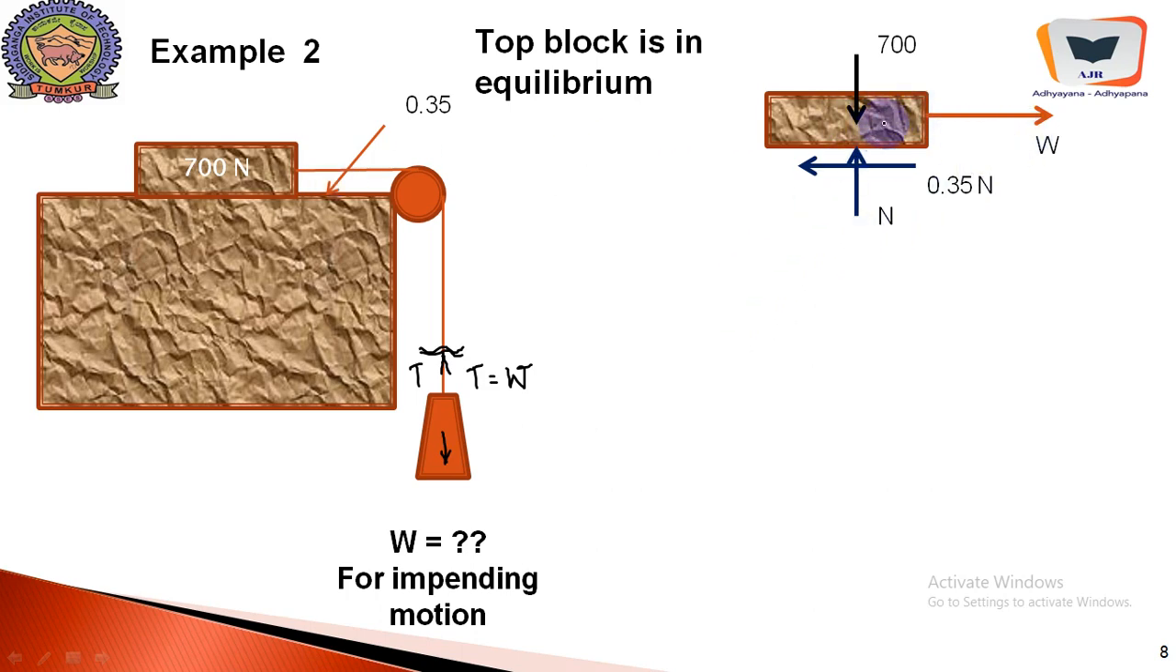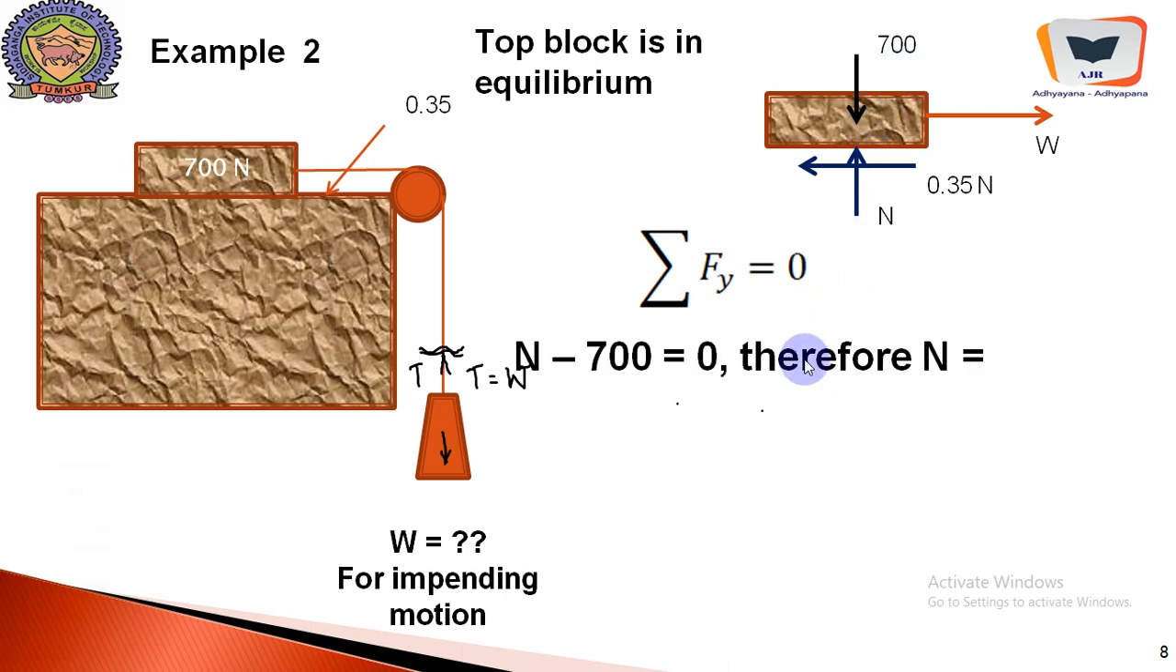Therefore, here is the free body diagram. There is the top block, 700 Newton acting down, and the weight, the external force, and 0.35 N, that is the frictional force, and this is the normal reaction offered by the bottom block towards the top block. Now we will develop the equation sigma Fy equal to 0. So it should definitely be N minus 700 equal to 0, N equal to 700 Newton.